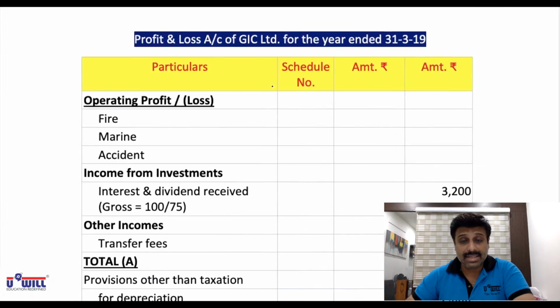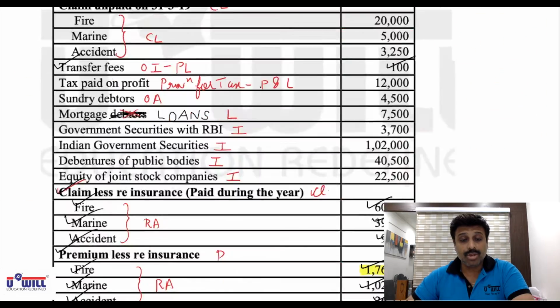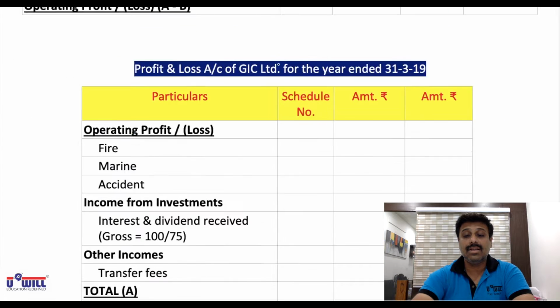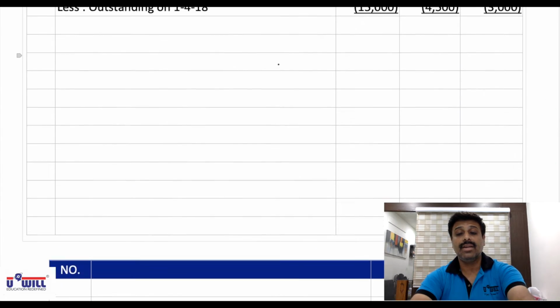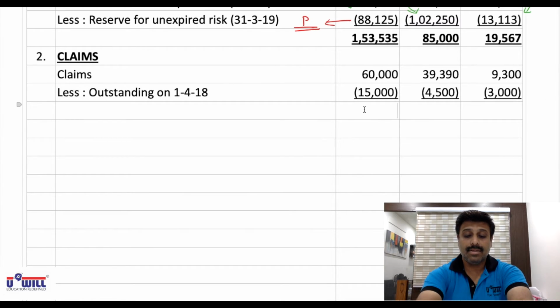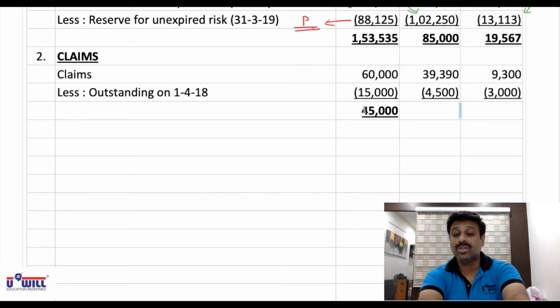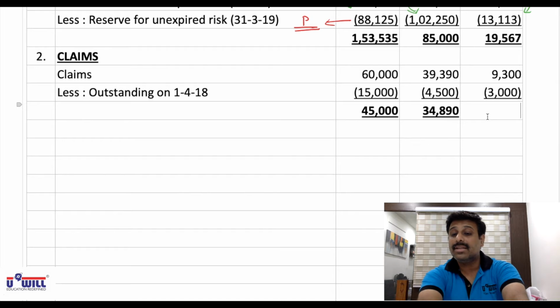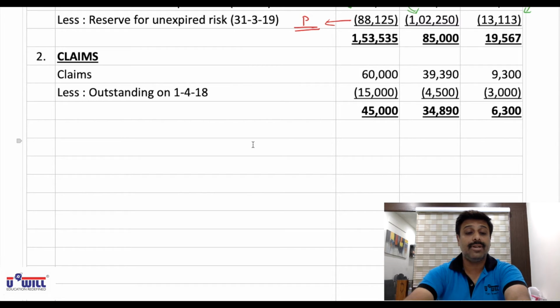Okay, any other item marked as CL? Throughout the question, no other item is marked as CL, and in adjustments also there is no other item marked as CL. So totaling can be done. The claims amount that will appear in the revenue account: 60,000 minus 15,000, 45,000. 39,390 minus 4,500, that is 34,890. And 9,300 minus 3,000, that is 6,300.